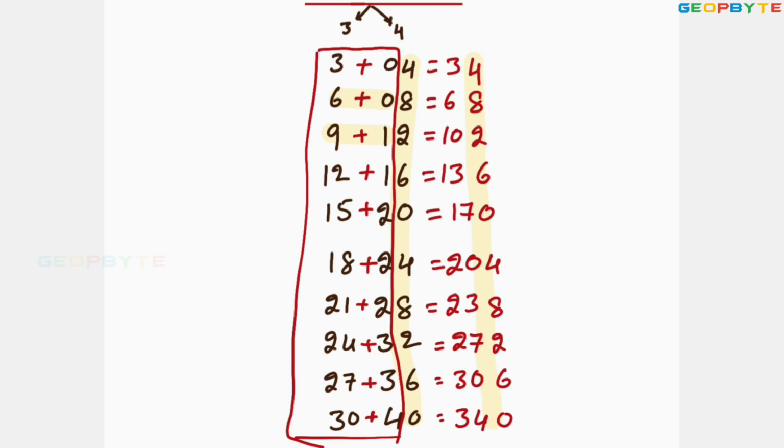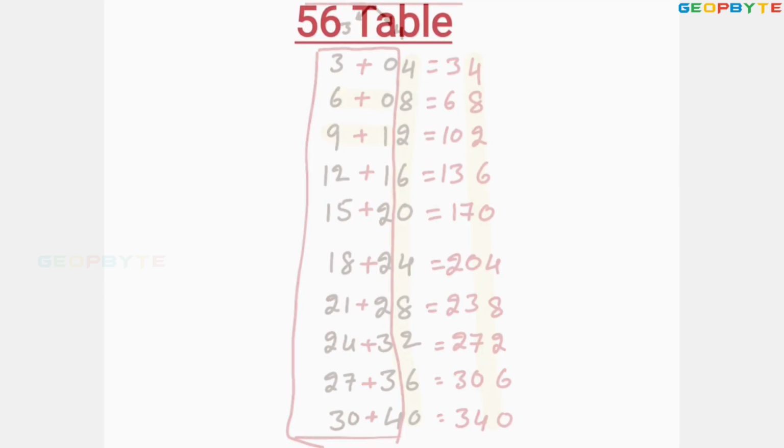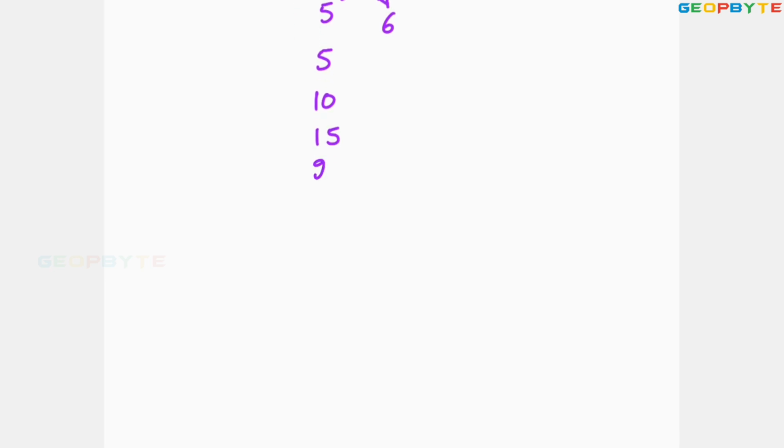Similarly, let us do for 56 table. For that, you need to write 5 table and 6 table separately. First, let me write the 5 table. 5 into 1, 5. 5 into 2, 10. 5 into 3, 15. Like that, 20, 25, 30, 35, 40, 45, 50. That is the 5 table.